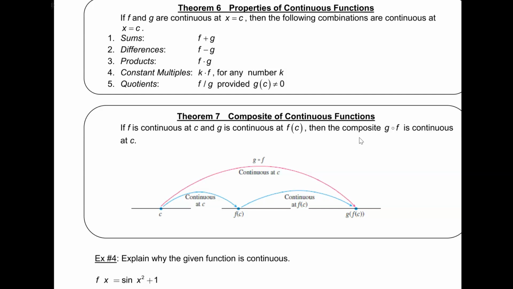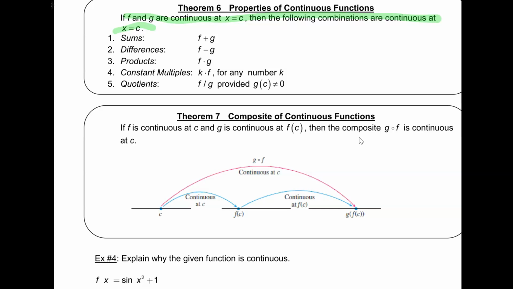If f and g are continuous at a single x value, then we can say the following combinations are continuous at the same x value. I described this in normal English; let me do it one more time. I'll read it and then translate. If f and g are continuous at x equals c, then the following combinations are continuous at x equals c.